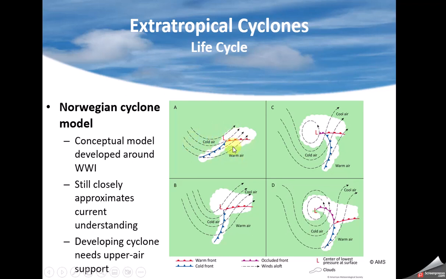Warm front out ahead of it, cold front along it. There is a temperature contrast right there. As that temperature contrast increases, the low intensifies. You've got a stronger warm front, stronger cold front. And at some point, you wind up with the beginning of the occlusion. And here you can see a long area of occluded front.